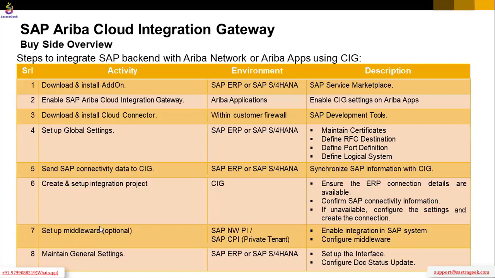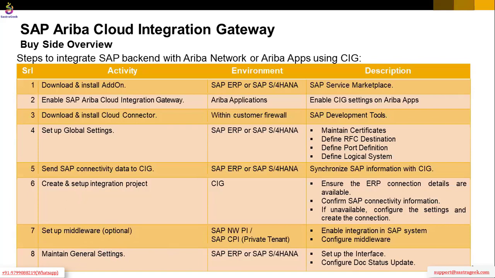So if in the customer landscape they already have SAP PIPO middleware, and they would like to use the CIG on top of that, we have the flexibility and we can enable the middleware part as well. Ariba has given some separate configuration for it, and that is why they kept it optional. If they require, we can perform this activity as well. We can use CIG on top of the PIPO also.